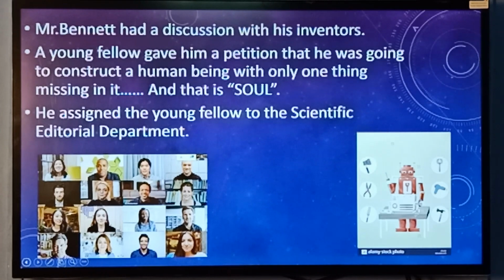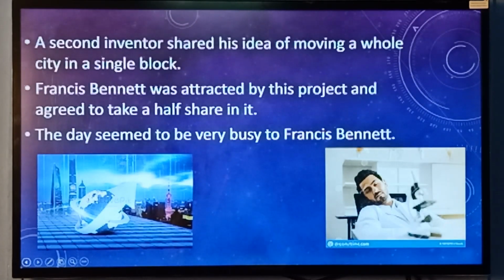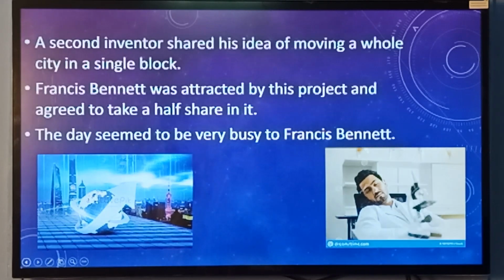Mr. Bennett had a discussion with his inventors. A young fellow gave him a petition that he was going to construct a human being with only one thing missing in it, and that is soul. He assigned the young fellow to the scientific editorial department. A second inventor shared his idea of moving a whole city in a single block. Francis Bennett was attracted by this project and agreed to take a half share in it.